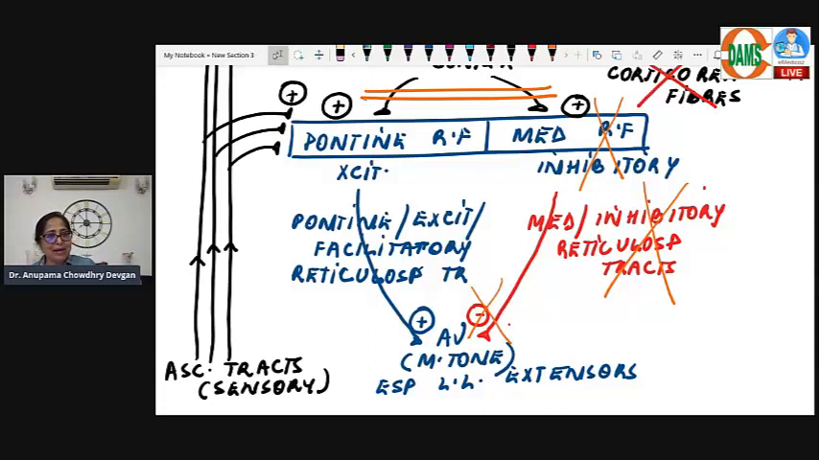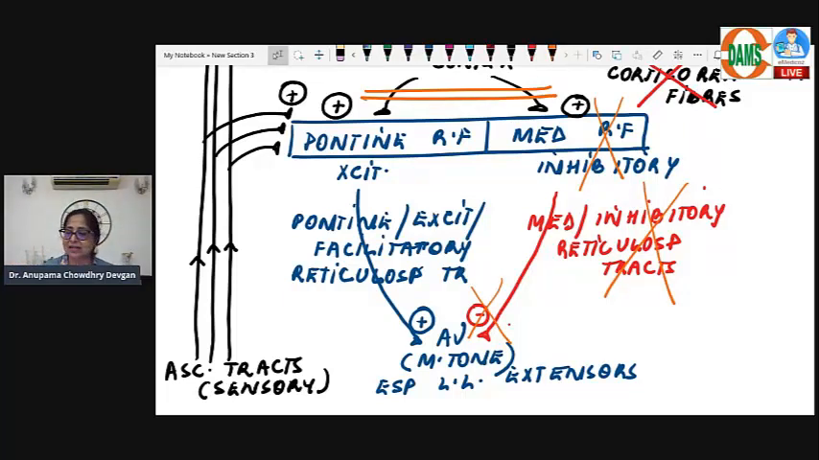And what is A gamma meant for? Muscle tone. So what will happen to muscle tone? Muscle tone will increase. Yes, this is the reason why you get an increase in muscle tone in a patient of hemiplegia. Because along with involvement of pyramidal tract, along with destruction of corticospinal fibers and corticobulbar fibers, there are also the corticoreticular fibers which are going to be affected.